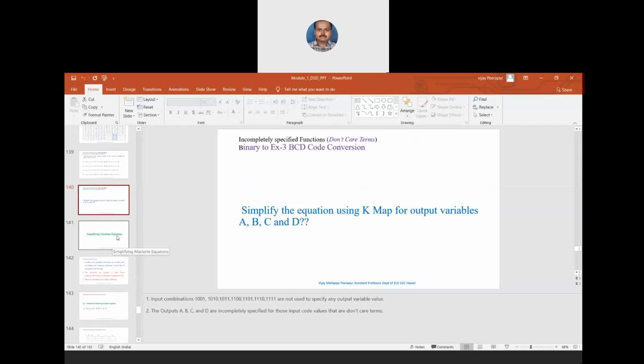Take one day of time, maybe on Thursday again I'll ask about the A, B, C, and D simplified expressions. Everyone, please solve this one.